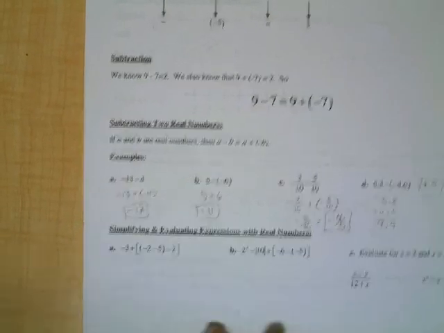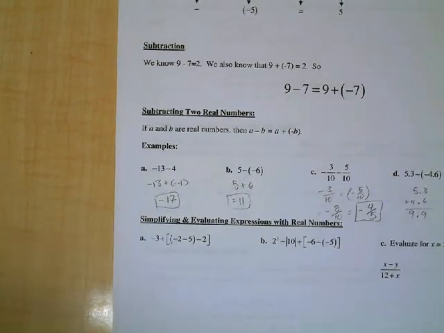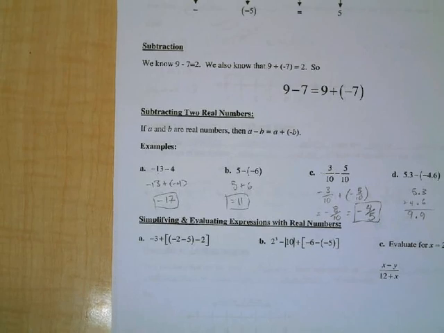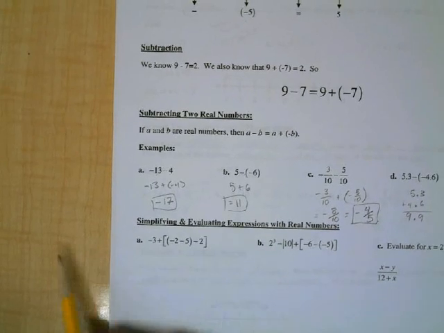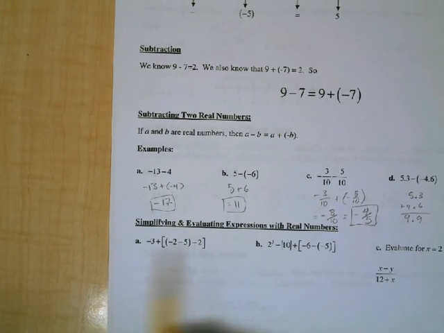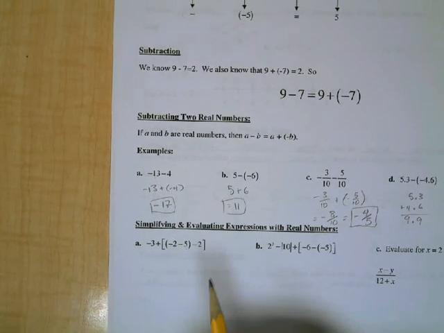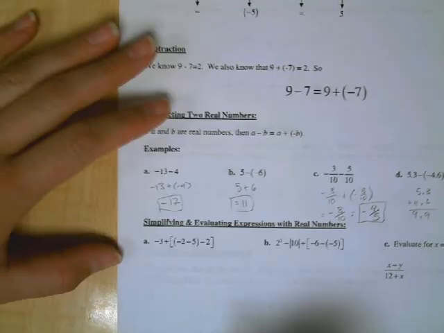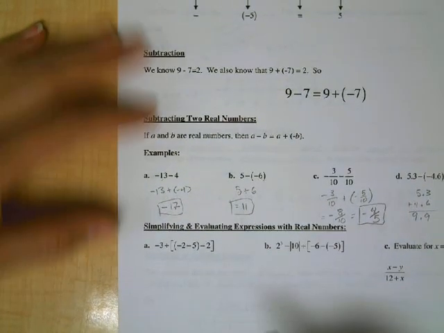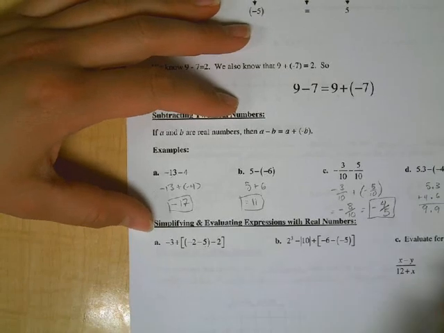Okay, so then this last little part is just combining the second section of this unit where we did order of operations. We're going to use our order of operations and our new sign rules in order to evaluate these, not solve. There's no equal sign, so it's evaluate. So simplify and evaluate expressions with real numbers.